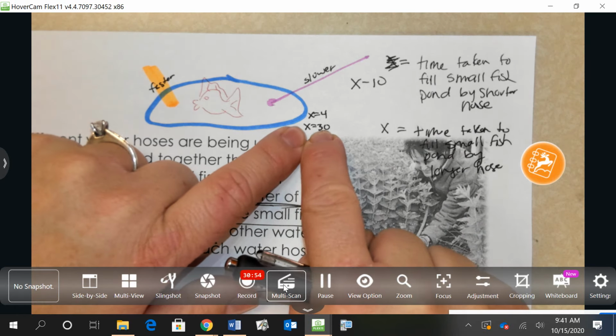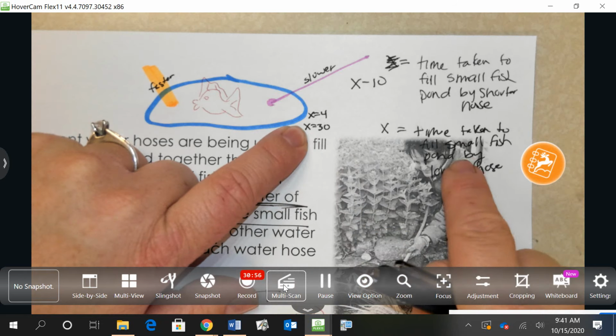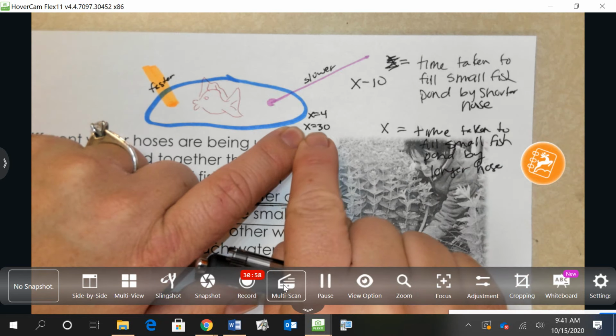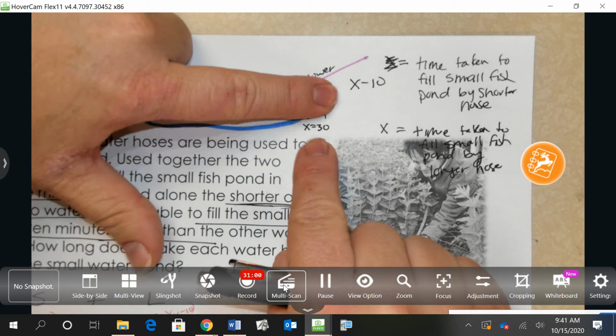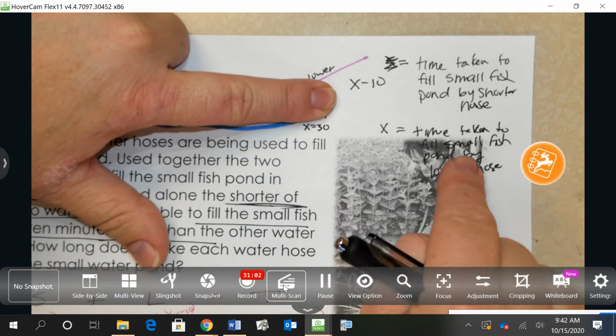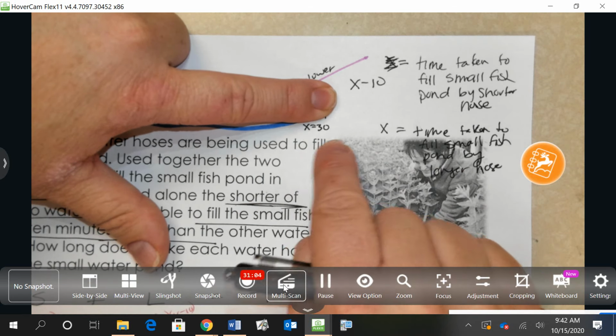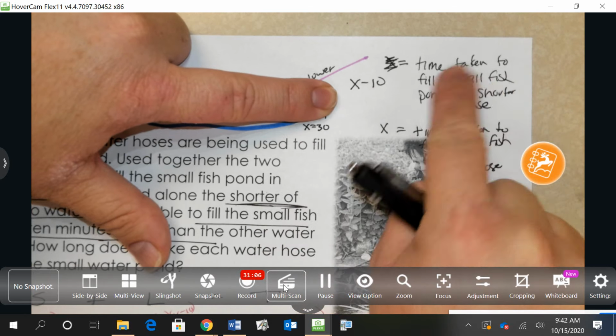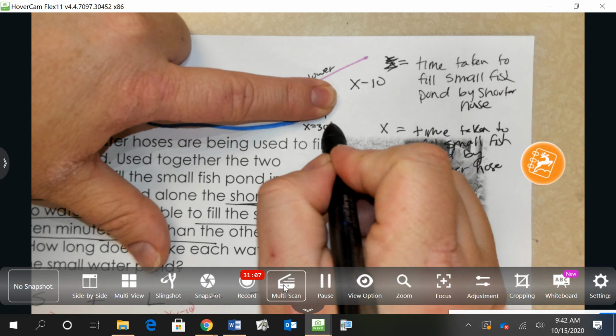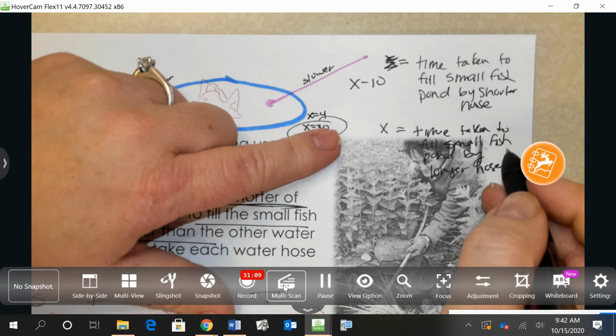Does this make sense? Could it be that the small pond could be filled up with the longer hose in 30 minutes? Yeah, that's true. And if it takes 30 minutes for the small pond, substitute it in, it would take 20 minutes for the shorter hose. Yes, that makes sense. So that's a true one. Let's check with the next one.